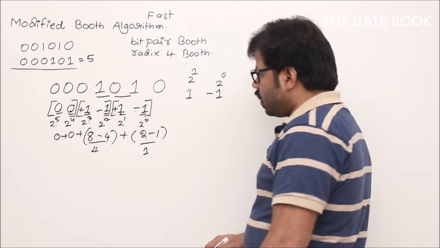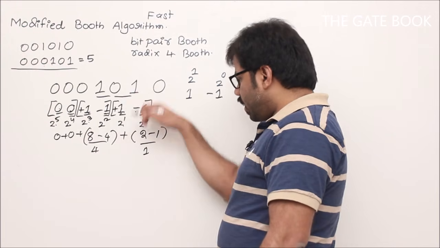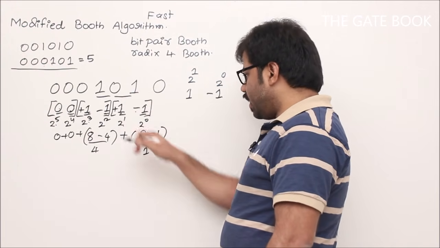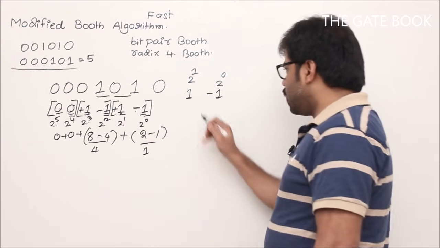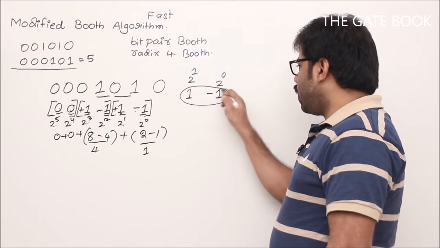So here I would like to tell you one thing. For 1 minus 1, the weightage of this entire thing is overall 2 minus 1, that is 1. That's why whenever I have 1 minus 1, I am going to convert it into 1 digit.